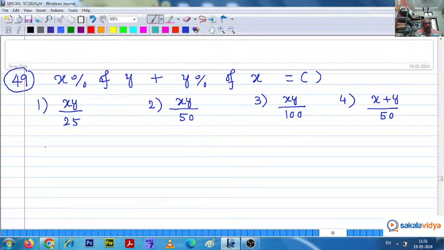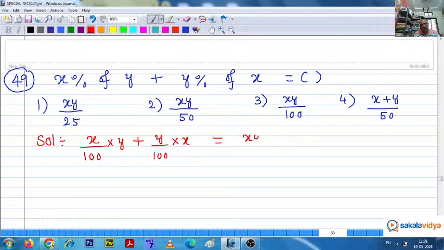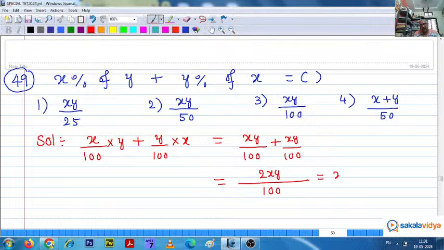See, Nana, very interesting question. x percent of y means x by 100 into y, plus y percent means y by 100 into x. This we can write xy by 100 plus xy by 100. So 100 is the LCM. 2xy, xy plus xy, so xy by 50. So second option is the right option.